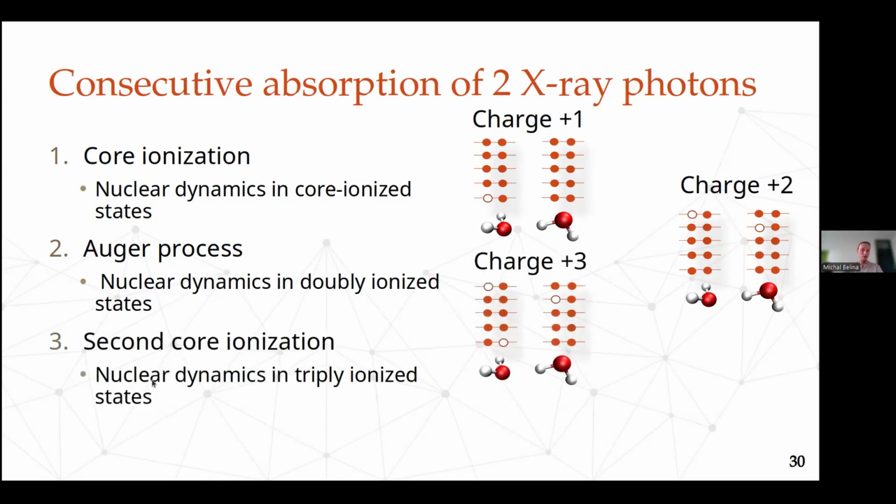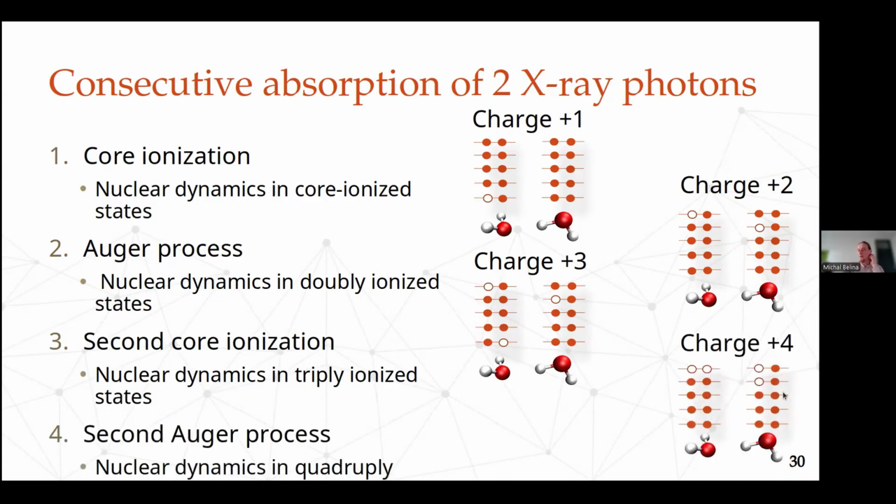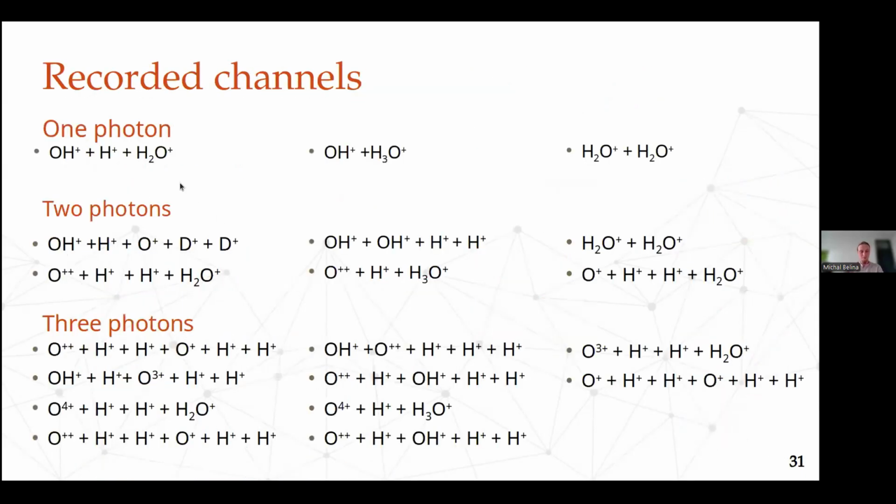Another X-ray photon comes, ionizes again some core electrons, and causes a quadruply charged water dimer, where the electrons can be missing from different molecular orbitals, and it creates a real mess in what's happening. And these are some predicted outcomes of what can happen after absorption of 1, 2, or 3 photons.